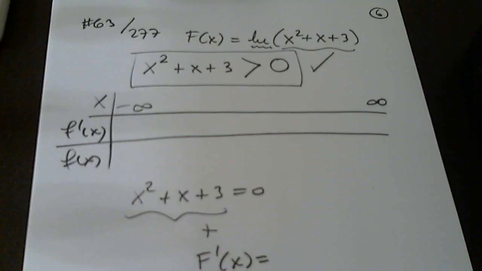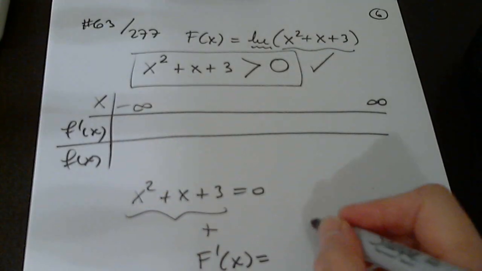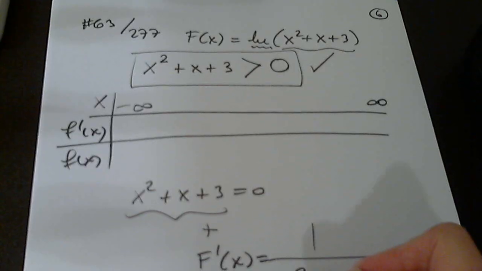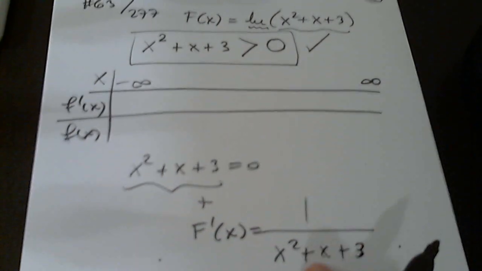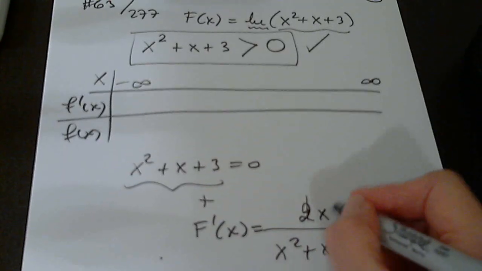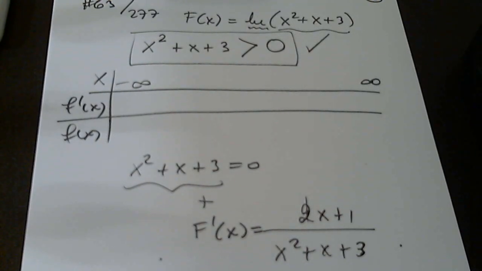1 over x squared plus x plus 3, and times the inner prime, 2x plus 1.